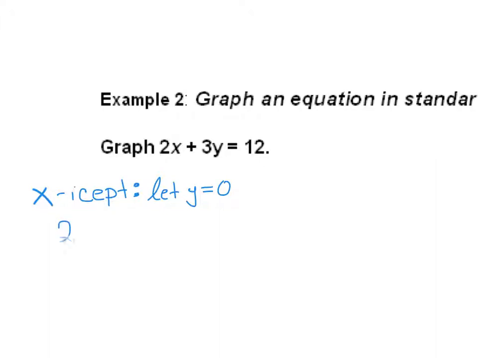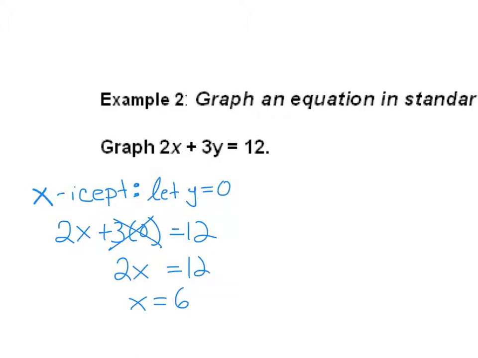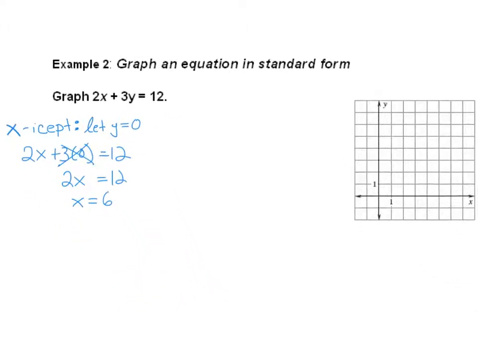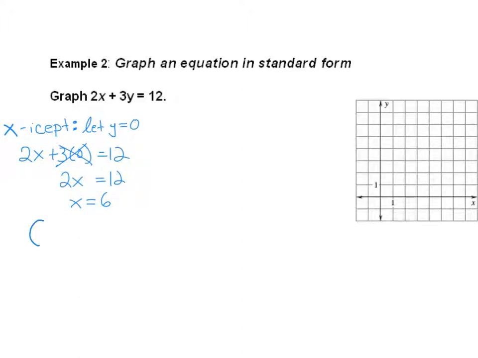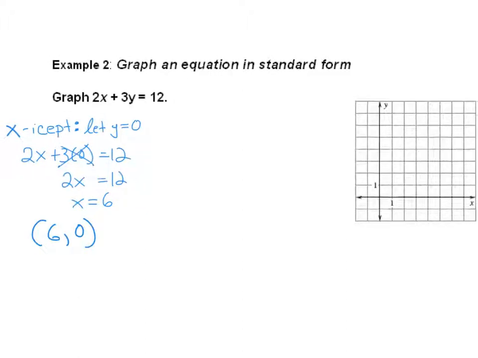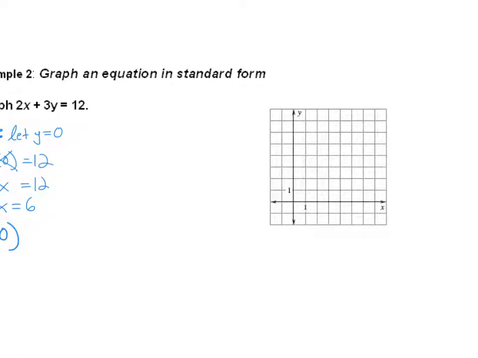So I will go ahead and say, okay, 2x plus 3 times 0 equals 12. 3 times 0, that's just 0. So I get 2x equals 12. Divide both sides by 2. I get an x value of 6. So now I know that is going to be the point 6, 0. So I'm going to go over to my graph and graph the point 6, 0. 1, 2, 3, 4, 5, 6, 0. And you see how it lands on the x-axis there? That's because we calculated the x-intercept.